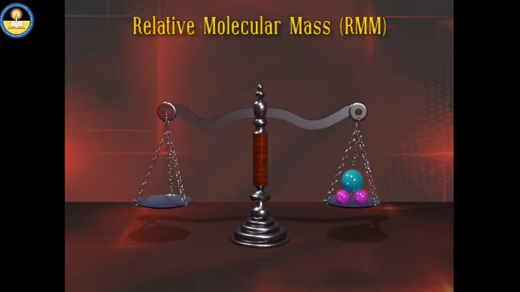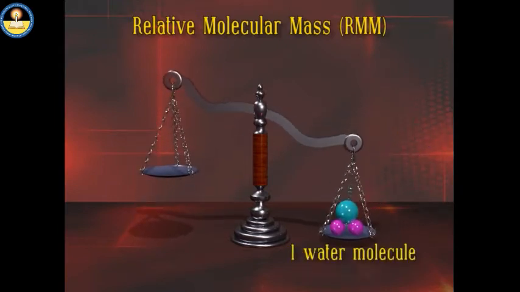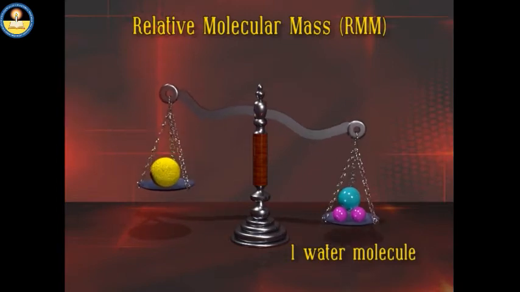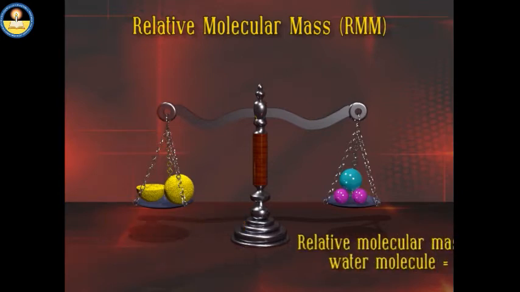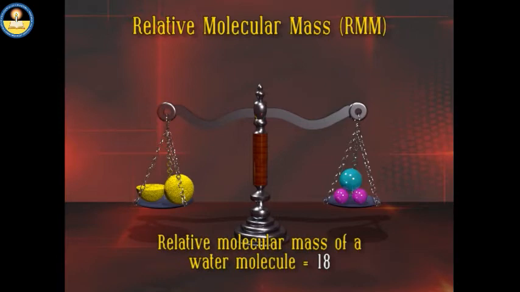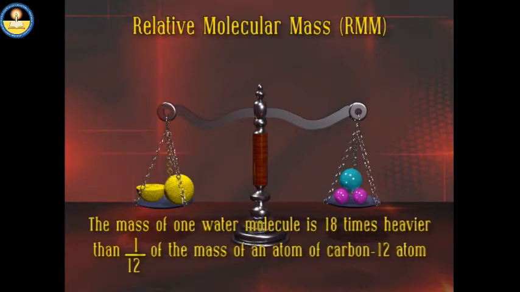If we place one water molecule on one arm of a beam balance and try to balance it with carbon-12 atoms, we find that we have to balance it with 1½ carbon atoms, that is, 18 pieces of carbon atoms. This means that relative molecular mass of a water molecule is 18. The mass of one water molecule is 18 times heavier than 1/12 times mass of an atom of carbon-12.